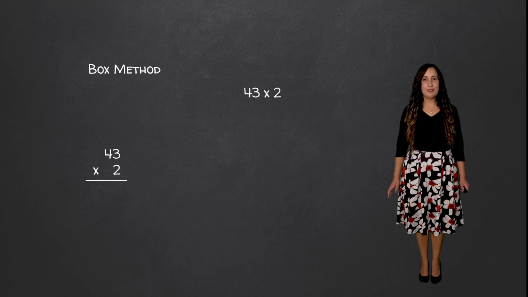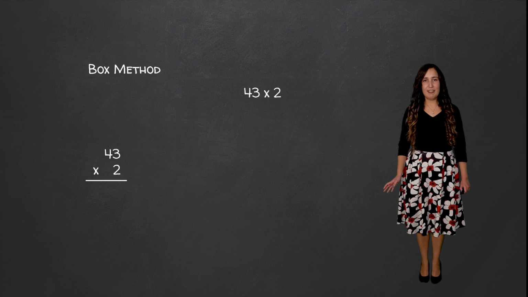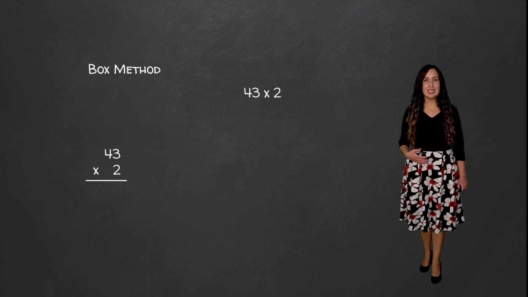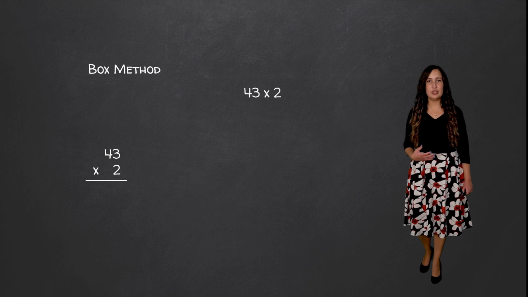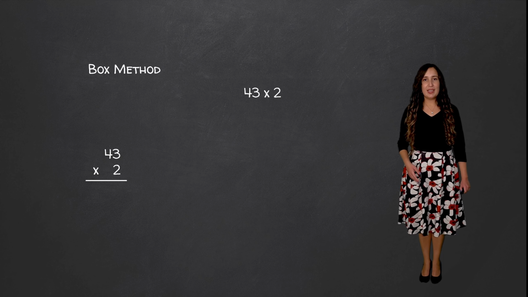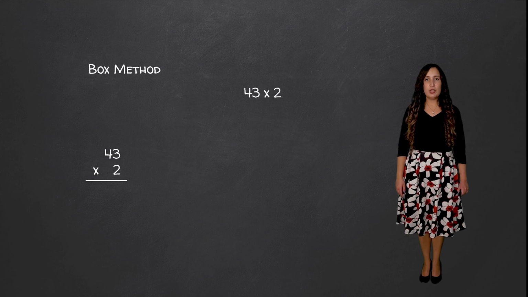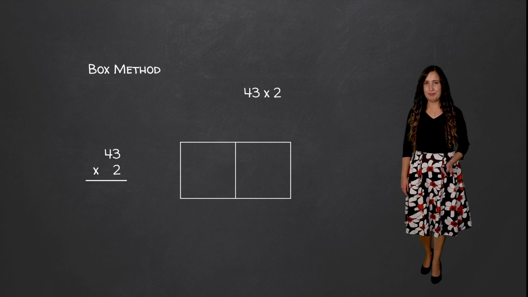We can write this vertically if we want, but we don't have to. The important thing here is to identify how many digits each number has. So 43 has 2 digits and 2 has 1 digit. So I'm going to draw a box that is 2 by 1.